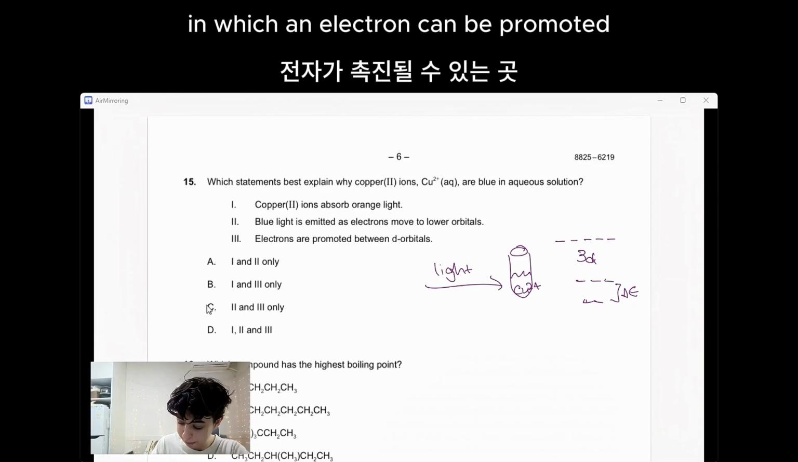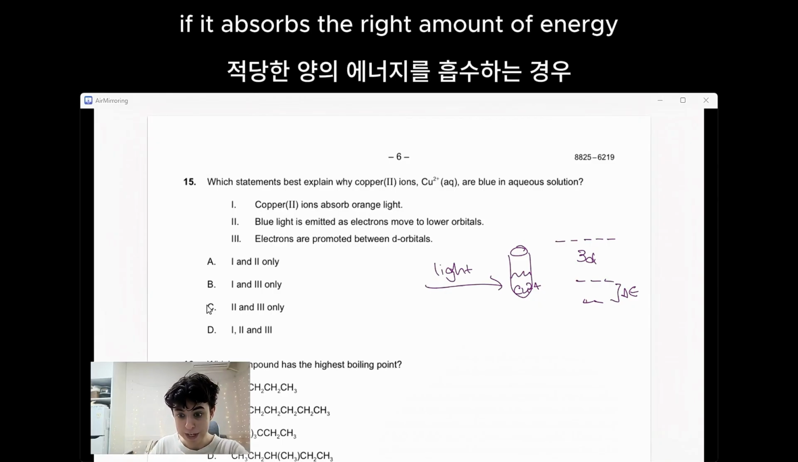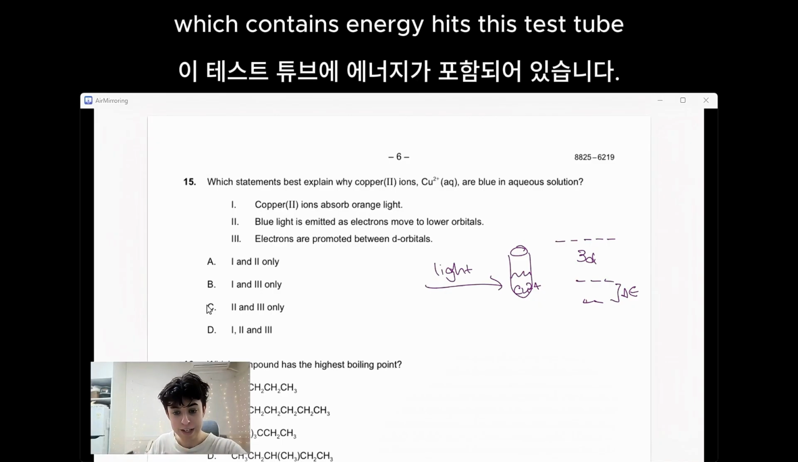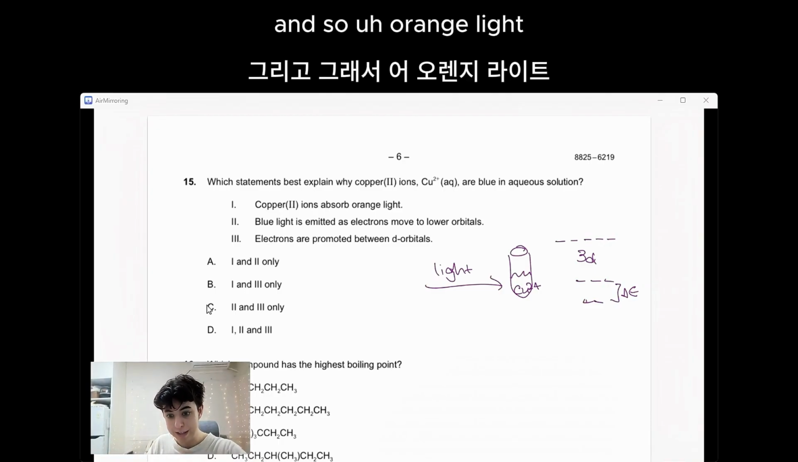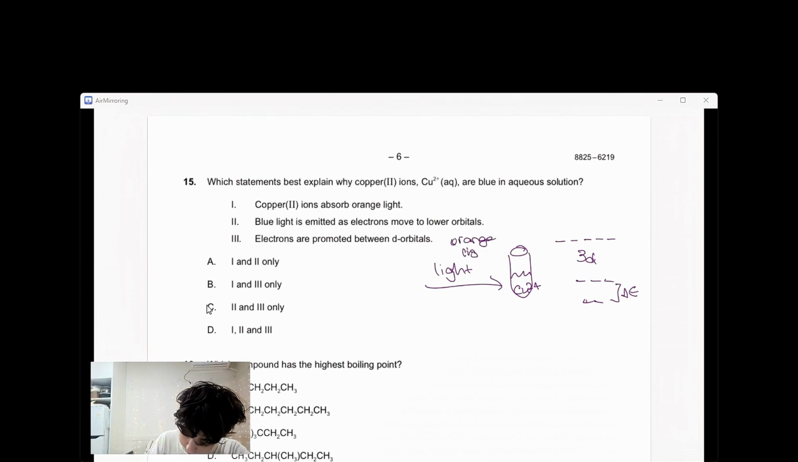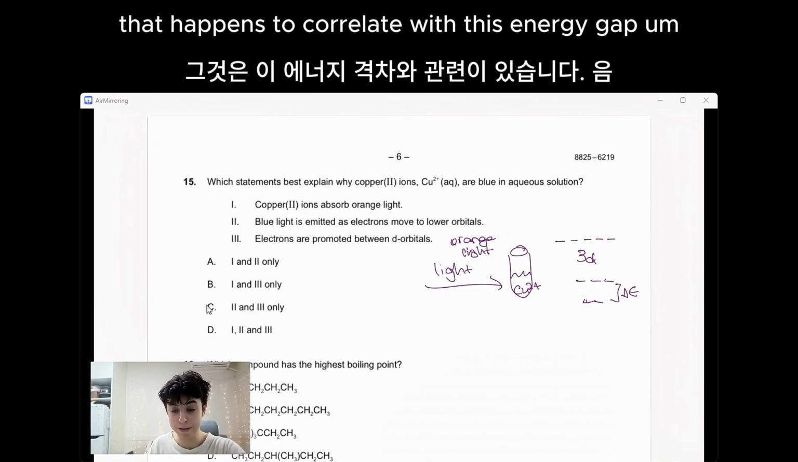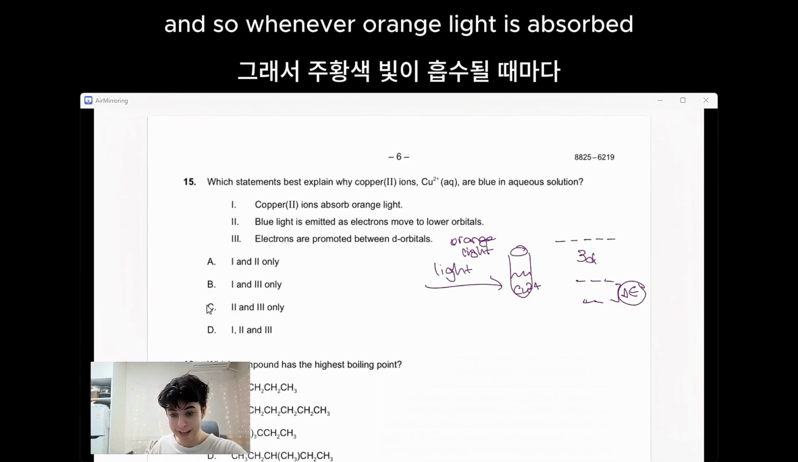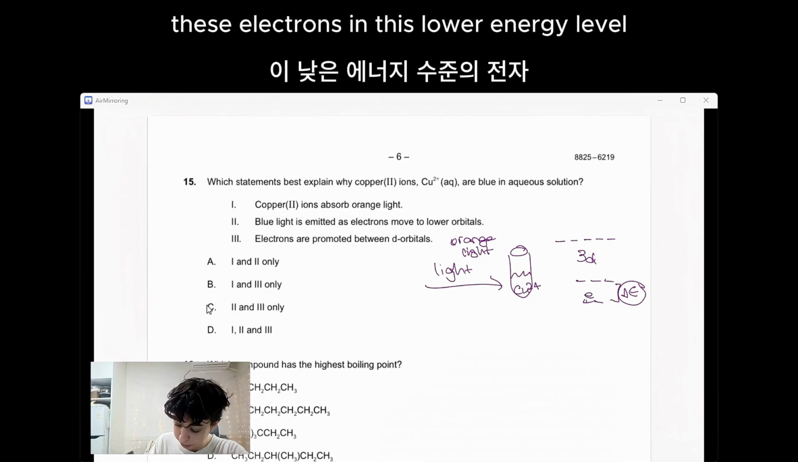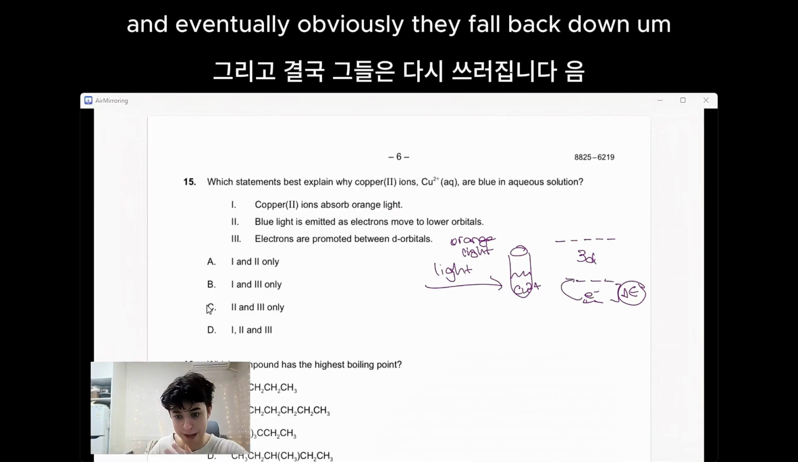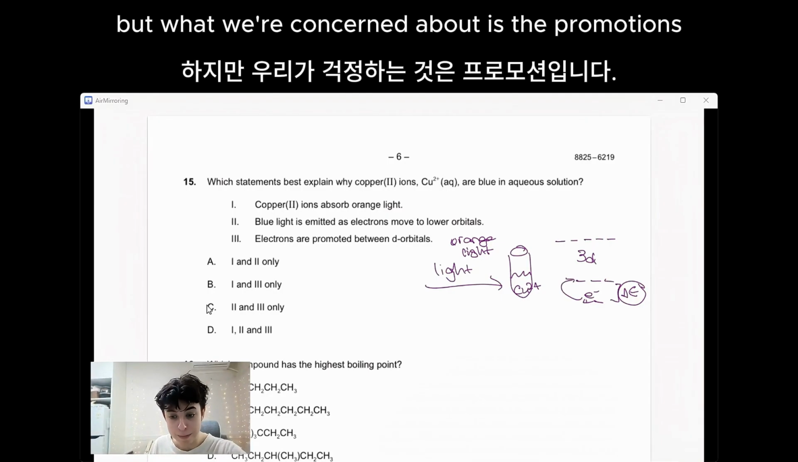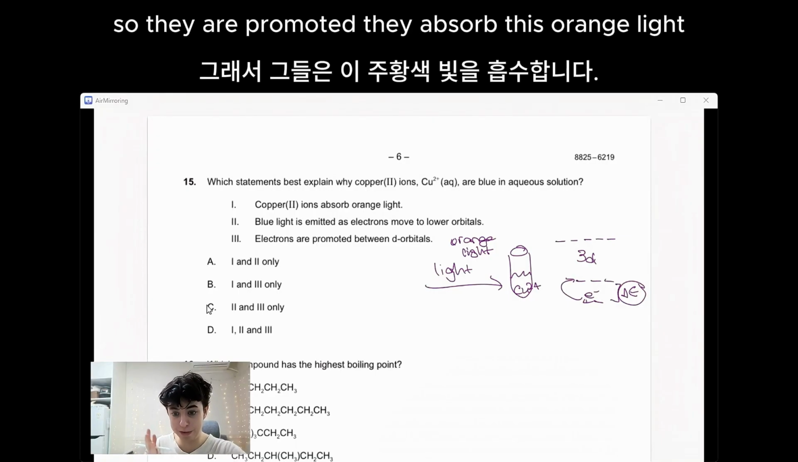In which an electron can be promoted if it absorbs the right amount of energy. And so this light, which contains energy, hits this test tube with our copper 2 plus solution. And so orange light is essentially just the wavelength that happens to correlate with this energy gap. And so whenever orange light is absorbed, these electrons in this lower energy level have enough energy to be promoted. Okay, and eventually, obviously, they fall back down. But what we're concerned about is the promotion.